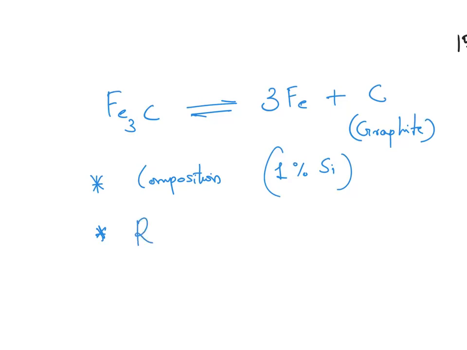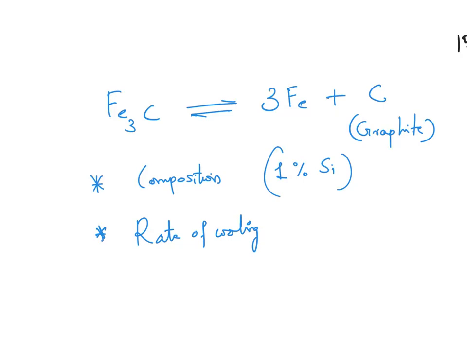The other factor upon which the tendency of this particular reaction will depend is the rate of cooling. So if you are cooling very slowly, then there is a larger chance for this particular reaction to occur. Then also you will see carbon in your alloy in the form of graphite.